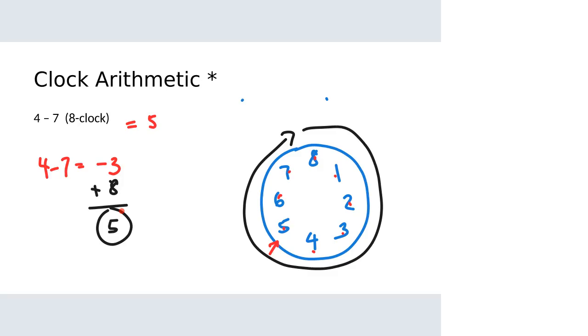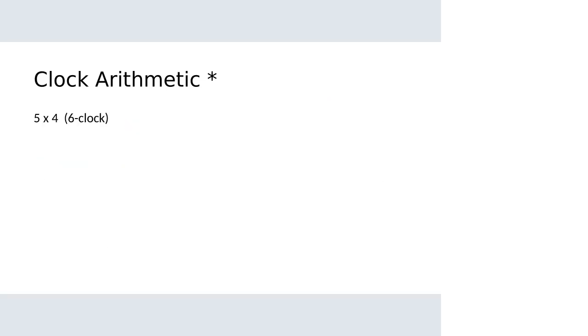I get a sense this is going really well, which is exactly what I hoped and expected. Okay. This one's harder to do by drawing a picture. 5 times 4 on a 6 clock. You can do it by drawing a picture. I'm going to go ahead and make a poll for this one too.